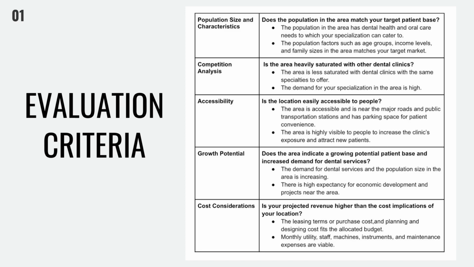We will be scoring the chosen locations based on how they fit these 5 factors. 3 points will be given if the location fits the criteria, 2 points will be given if the location slightly fits the criteria, and 1 point will be given if the location does not fit the criteria. Points will be added, and the location that would yield the highest points will be chosen. For reference, our target population are adolescents and middle-aged people seeking aesthetic and restorative care.